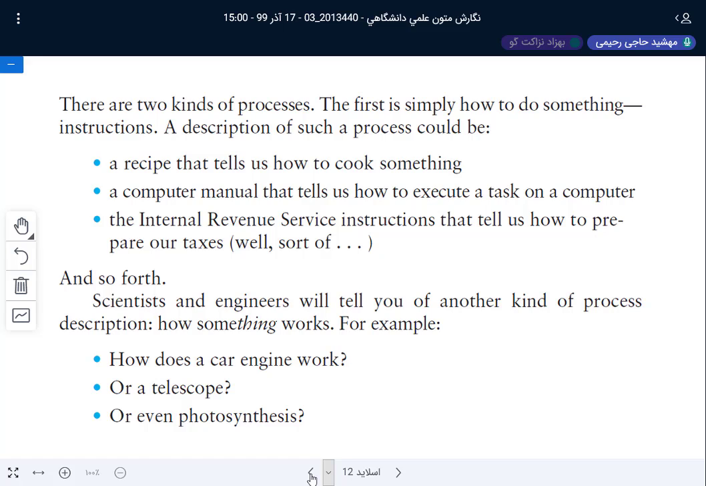Scientists and engineers will tell you of another kind of process description, how something works. For example, how does a car engine work, or a telescope, or even photosynthesis.